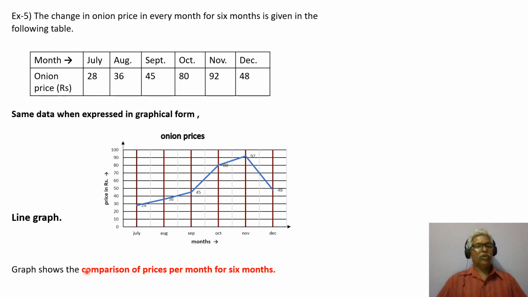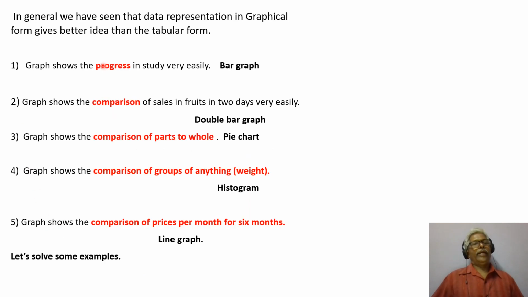So we move ahead and see which graph is to be used when. This is a summary of what we have just now studied. In general, we have seen that data representation in graphical form gives a better idea than tabular form. Then we have seen some 5 types. We will read them one by one.